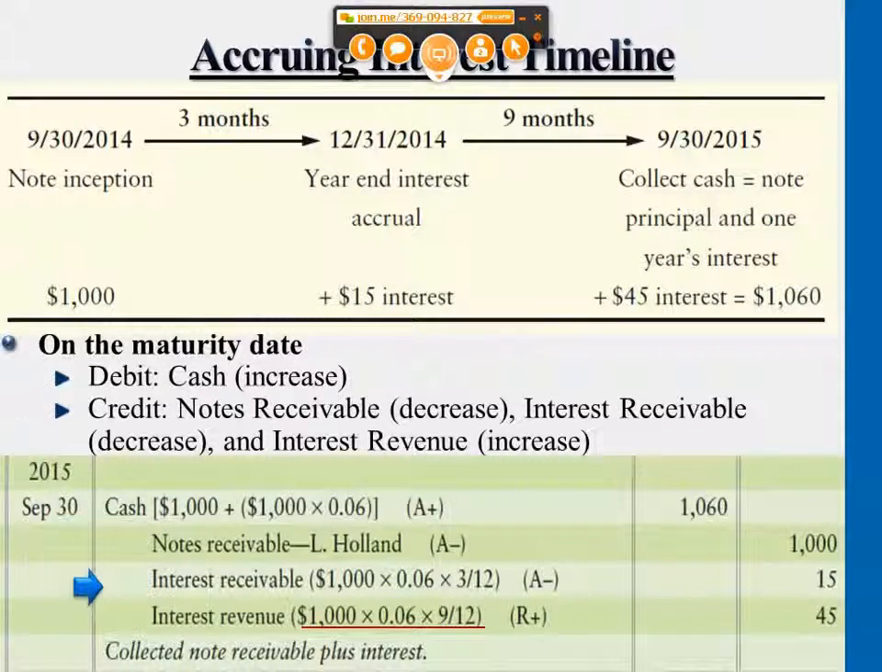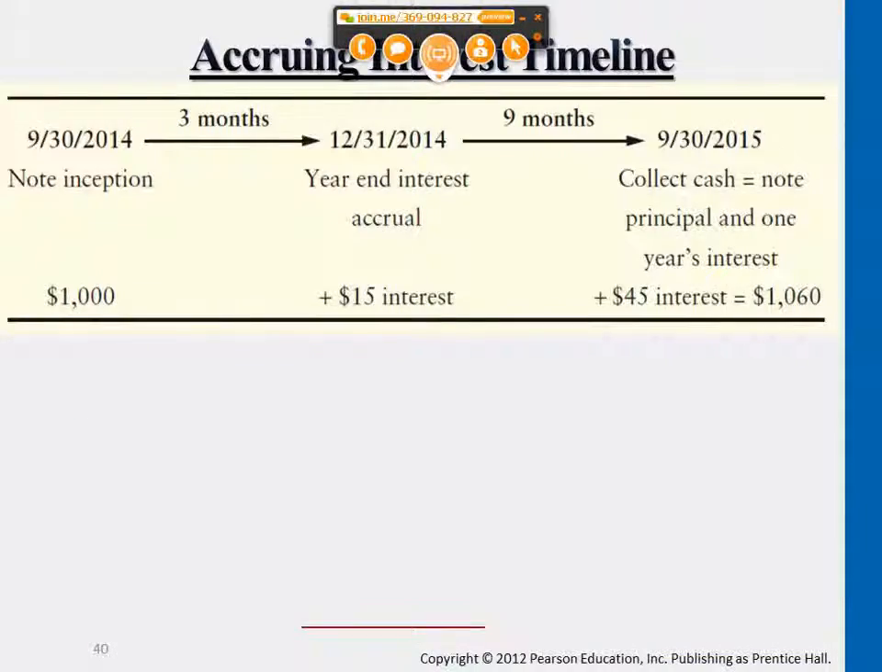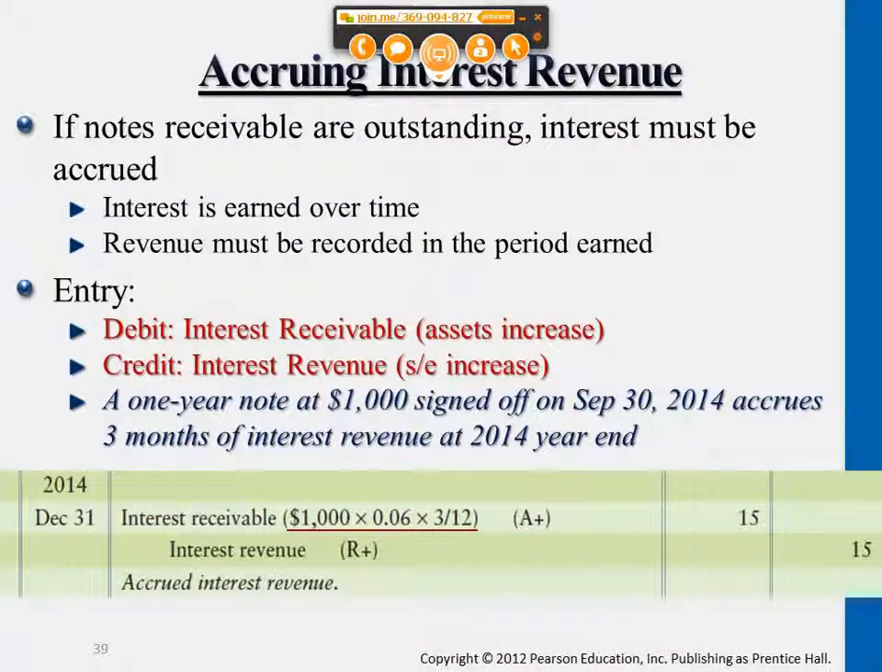What happens is that this will be the entry to recognize collection of $1,000 plus the $60 of interest. Okay, the upper part of this table is very similar to what I wrote on the whiteboard. We start from note inception, meaning the creation of the note, September 30th. And when it reaches December 31st, since we need to do 2014 statements, we recognize 3 months of interest. So the first part, 3 months, was the journal entry that we made here.